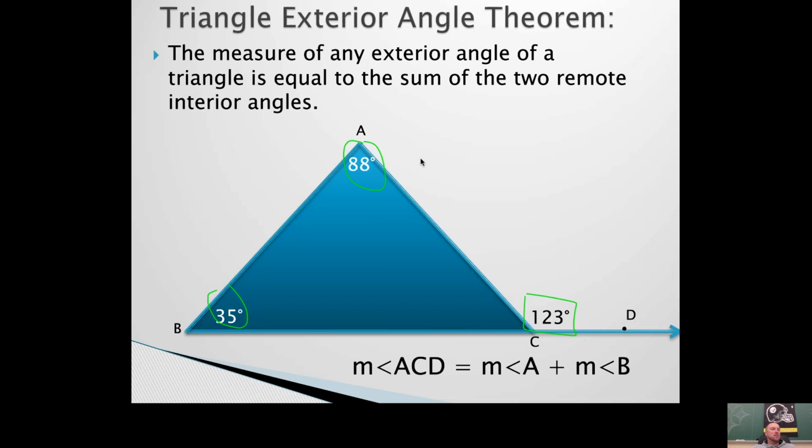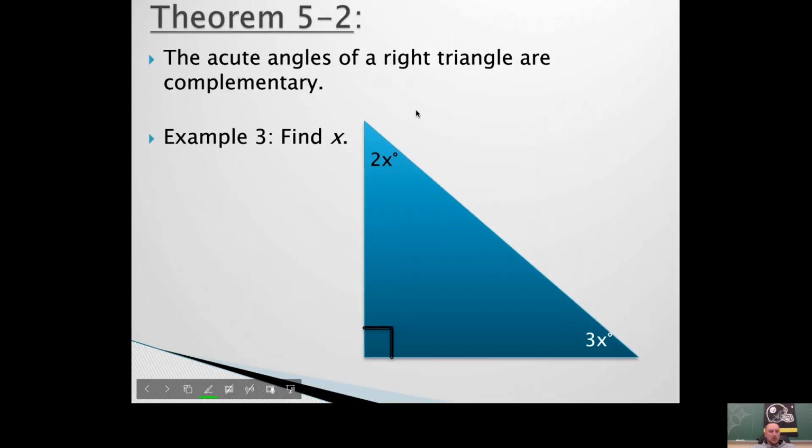That's going to save you some time. Do you need this theorem? Definitely not. You could figure out the measure of this angle and then work backwards to find whatever one's missing there. But this saves you time. That's what theorems do. Same thing with this theorem. This is theorem 5.2. It tells you the acute angles of a right triangle are complementary.